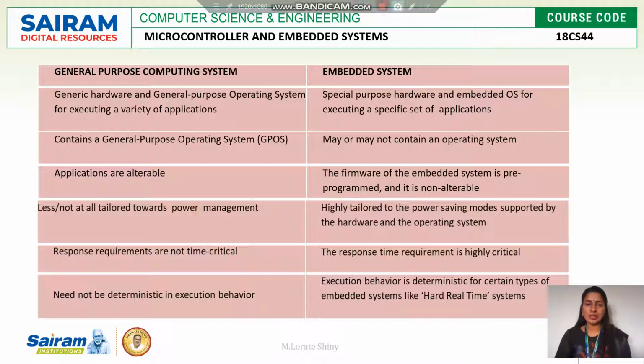Then the key deciding factor in a general purpose computing system is performance, but in an embedded system the key deciding factors are performance, power management, memory usage, everything. Okay, so these are the differences between general purpose computing system and embedded system.